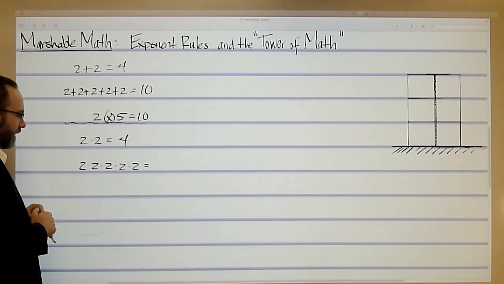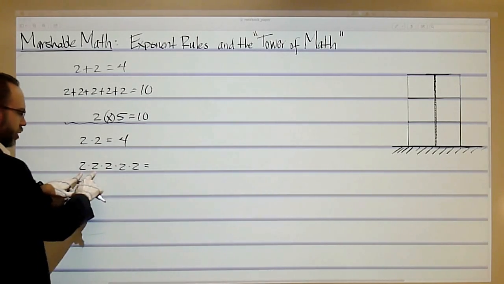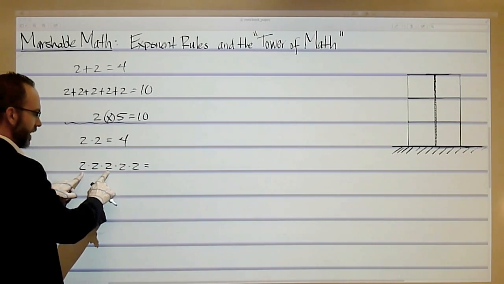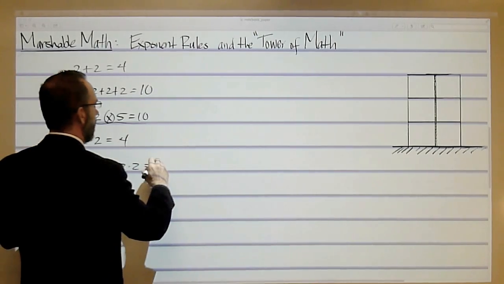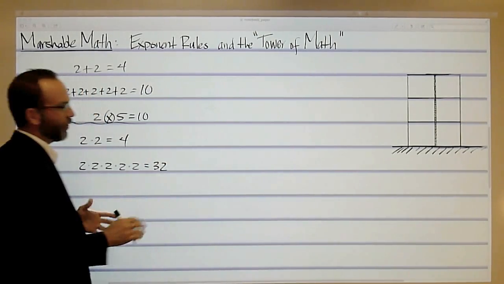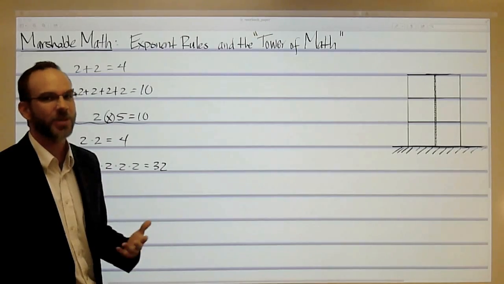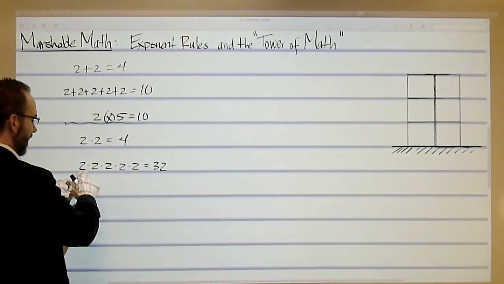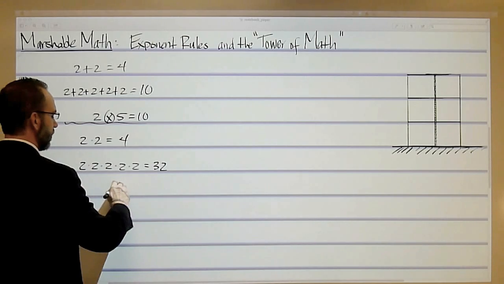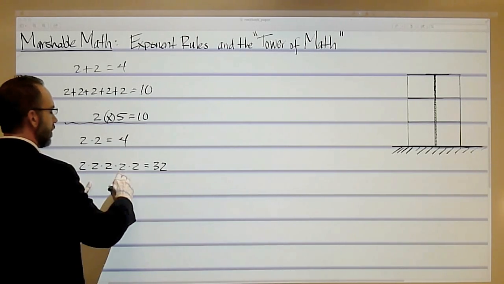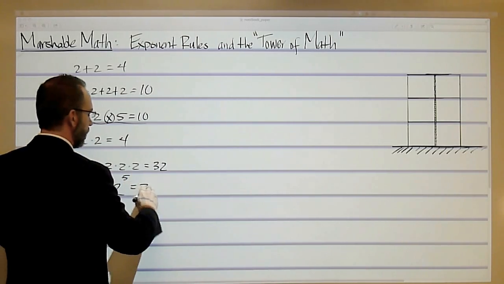Well, you could repeatedly multiply it then, of course. 2 times 2 is 4. Times 2 more is 8. Times 2 more is 16. Times 2 more is 32. You could say that that's 32. But there's a more sophisticated way of expressing that. We could say, hey, if I got the same thing that's being multiplied, I can write it as an exponent. It would be 2 to the fifth is equal to 32.